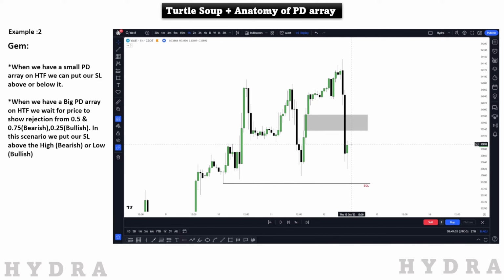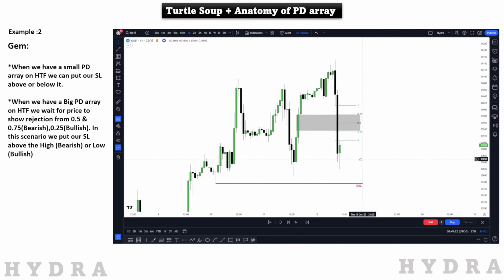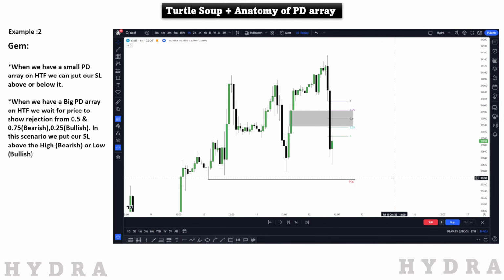Okay, so now we will apply our second rule in this trade idea, that we will apply our anatomy of PDRA. Okay, so in our first example, I showed you guys a PDRA on higher time frame which was smaller than this one, right? So this is a gem, write it down. When we have a small fair value gap or small PDRA in higher time frame, we can put our stop loss above that PDRA. But when we have a big fair value gap like this, best is to wait for price to come to 0.5 and then show rejection.